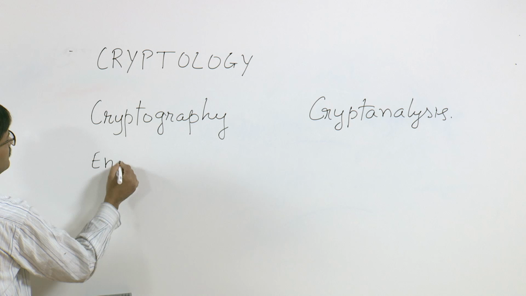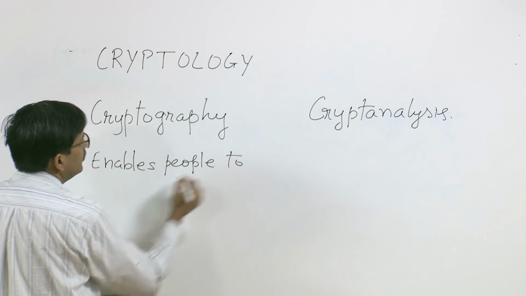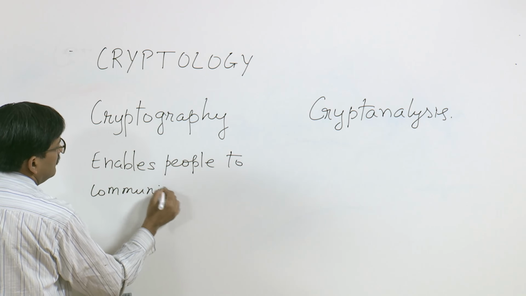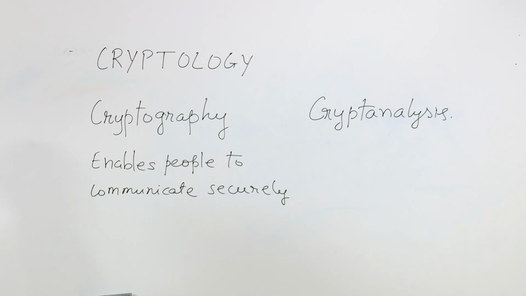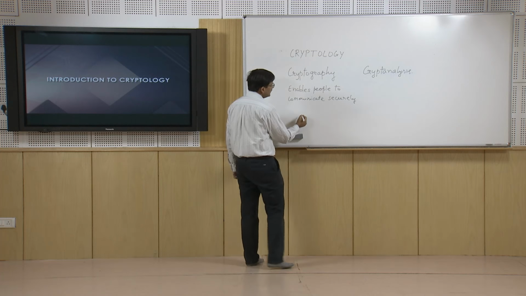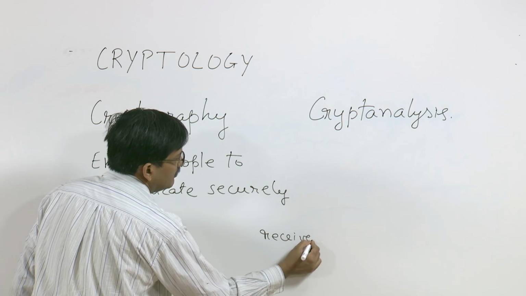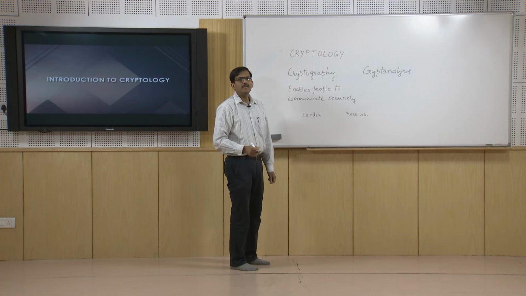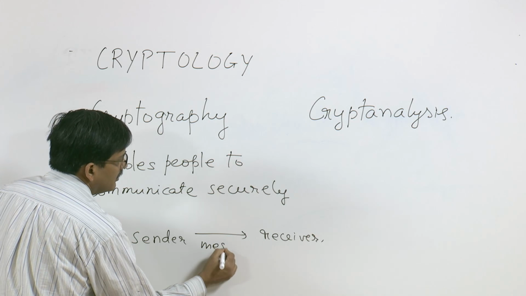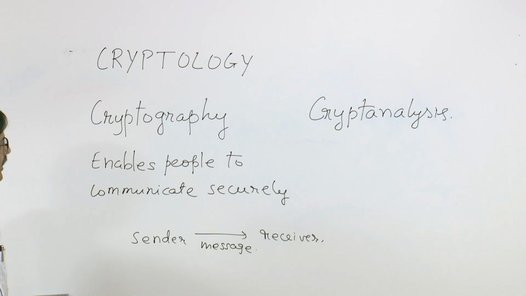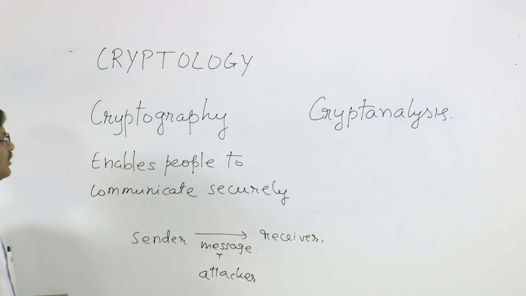So, it enables people to communicate securely, that is to say, when a sender sends a message to the receiver, if he uses a cryptographic technique, then the meaning of this message should not be accessible to an attacker, and that is the goal of cryptography.